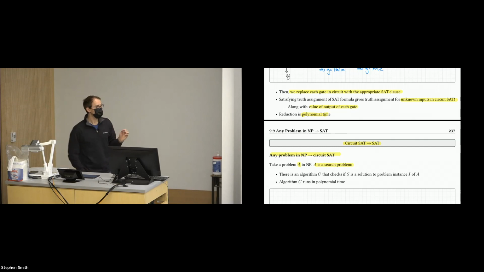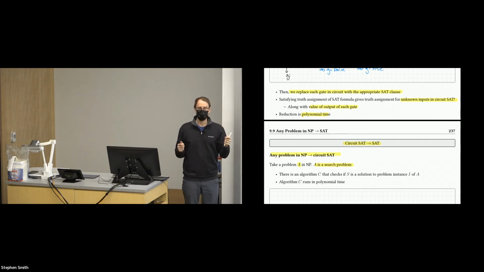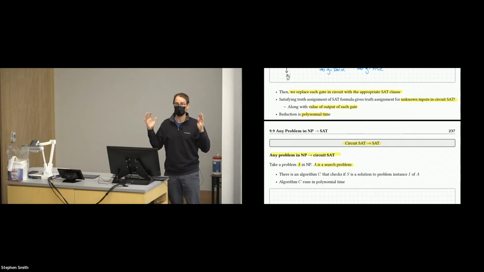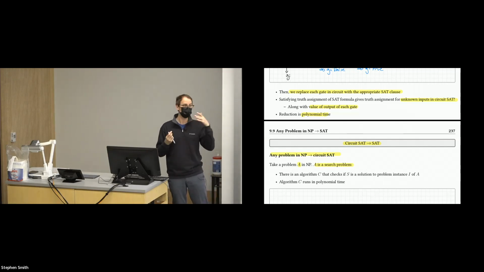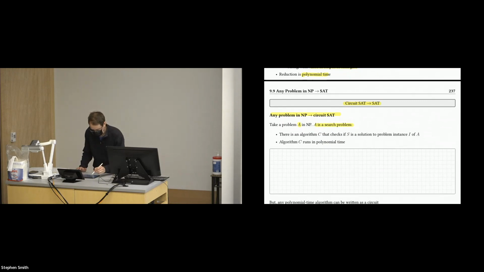The fact that it's well-defined means that there is an algorithm that runs in polynomial time that can check if S is a solution to instance I. That's by definition of a well-defined search problem: there's a way to verify that a solution is indeed a solution. And that algorithm runs in polynomial time, which was what was required for it to be a well-defined search problem. So what does that look like? Well, that algorithm takes in two things. It takes in an instance I, and it takes in a solution S.